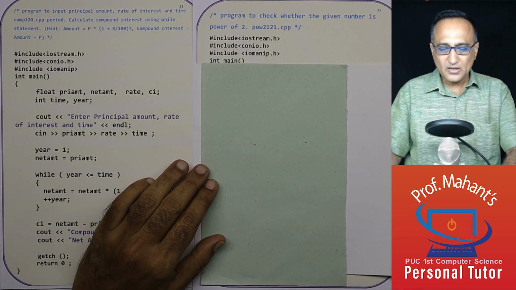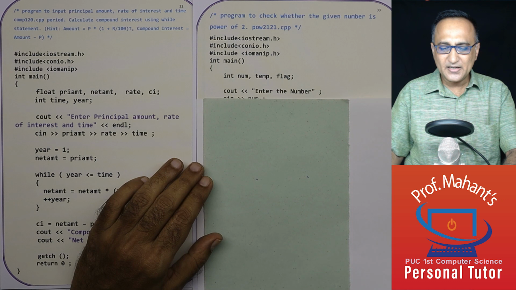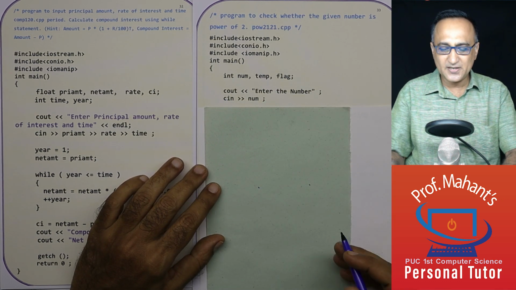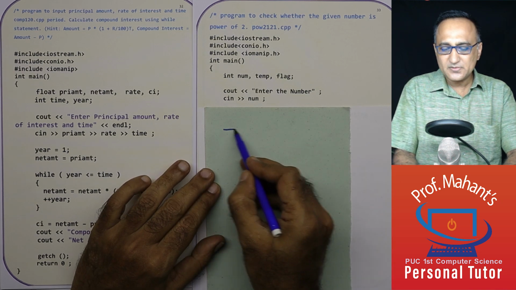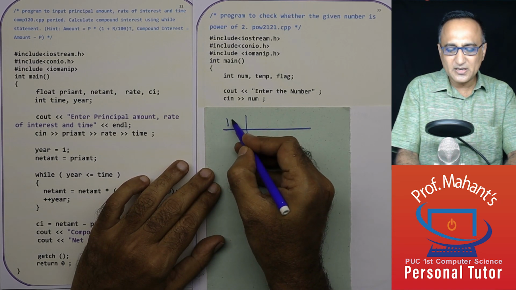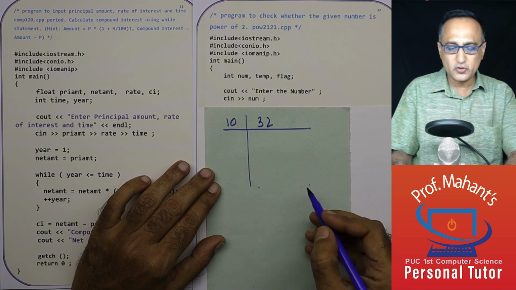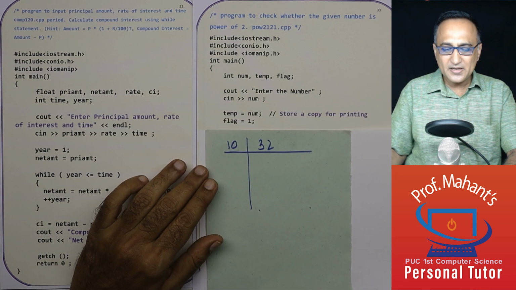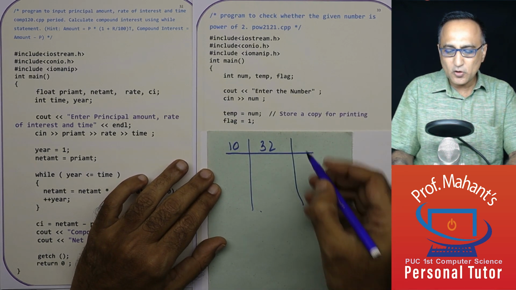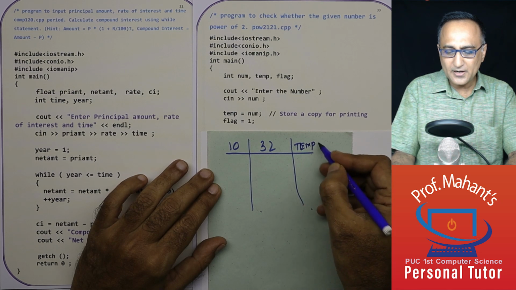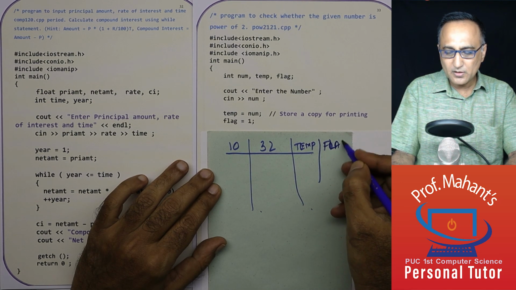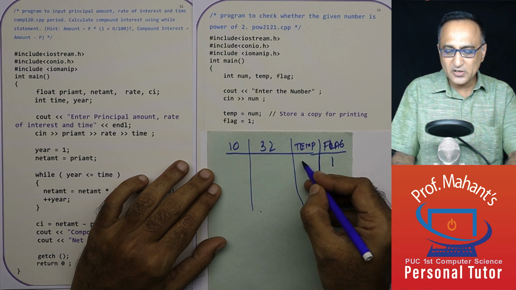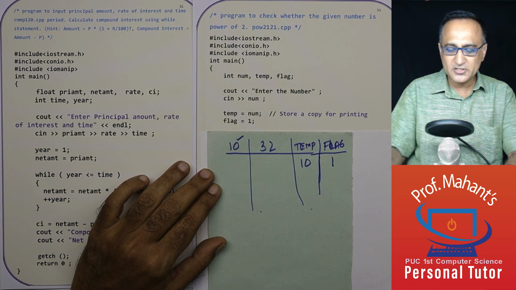Okay, let's take a look here. I have 3 variables. You will know the purpose of the flag once we do the testing. This is your number. The number can be any number. Let's take the number 10 and the number 32. So let's say the first number is 10. Now I am taking variables called temp and flag. We'll understand the purpose of these very soon. I'm going to make flag 1, temp is equal to 10. We are processing this first number.